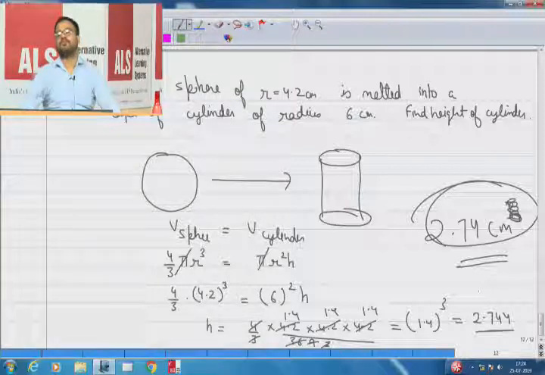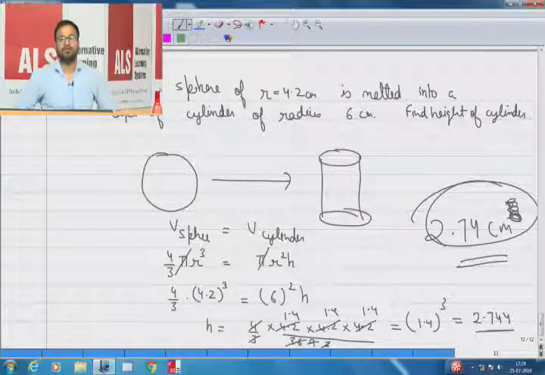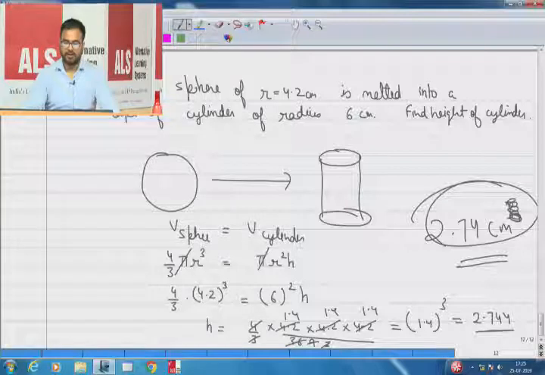Oh, 4.2 cube. See, if you want to make your calculation a bit faster, I would suggest you people try to memorize the squares up to 30 and cubes up to 20. You should know the cubes up to 20 and squares up to 30. Now try the next one.